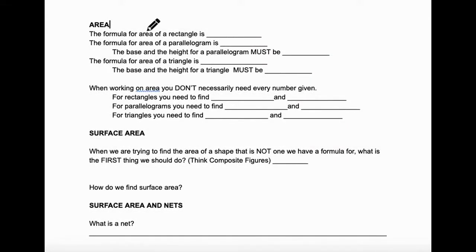So for this review worksheet, we have a couple of different things. We're going to start off by talking about area. The formula for the area of a rectangle we know is just length times width. The formula for the area of a parallelogram is base times height. But there's a couple things that are very specific about a parallelogram.